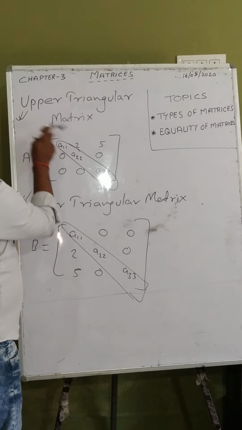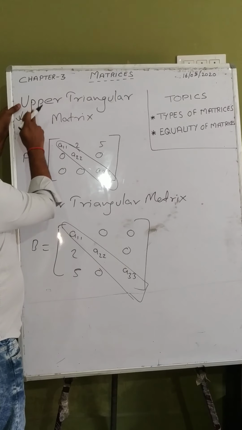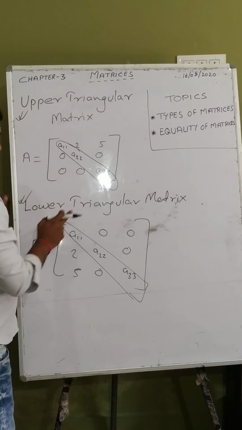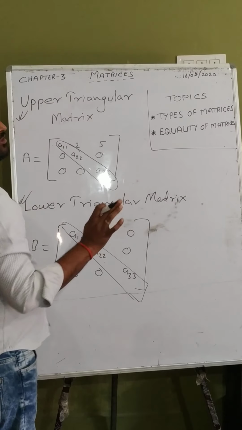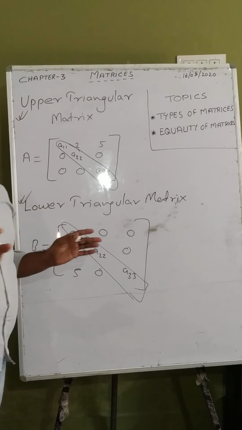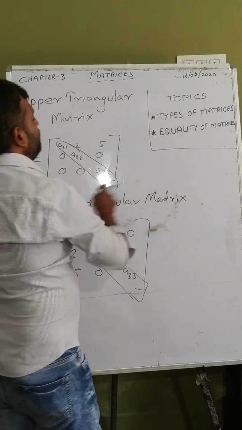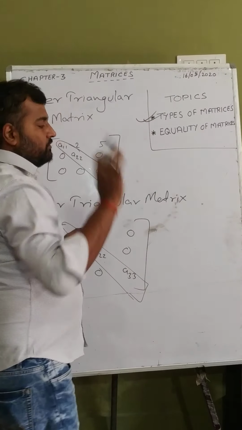This is a very confusing point. If you are taking upper, then lower will be zero. If you are taking lower, then upper will be zero. Make it clear here. Okay? So these are the types of matrices which we have discussed.